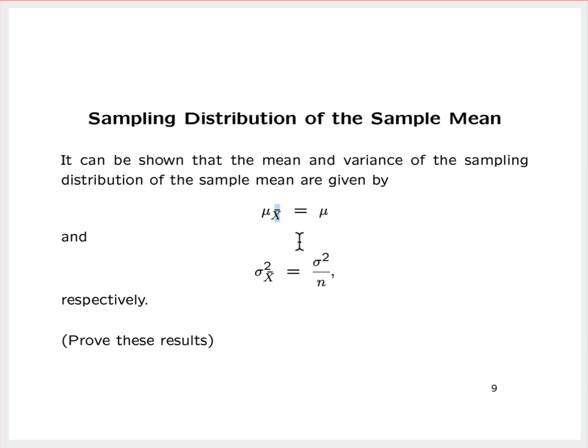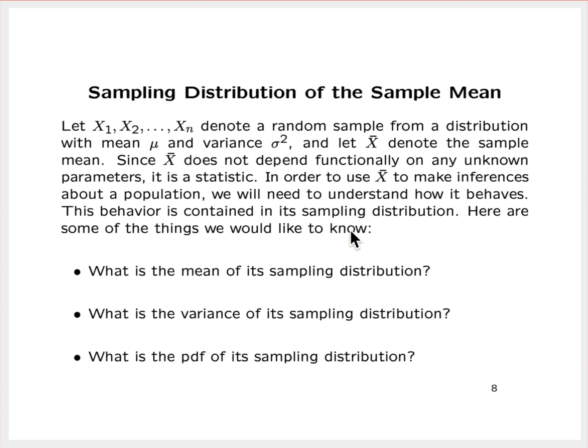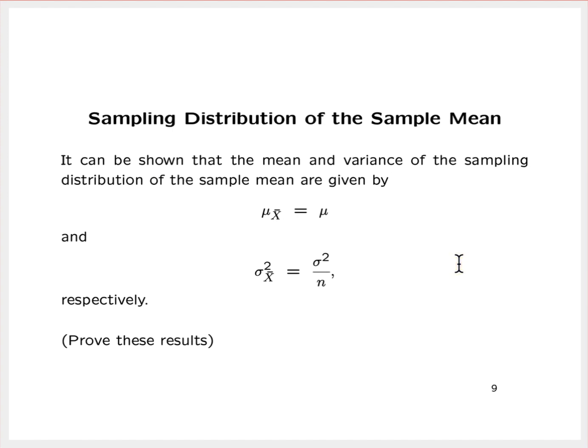It turns out that this is equal to mu, which, remember from the previous slide, is the mean of the population from which the sample has been obtained. So this is saying that the mean of the sampling distribution of the sample mean, the mean of the probability distribution of the sample mean, is equal to mu, the mean of the population that we're sampling from.